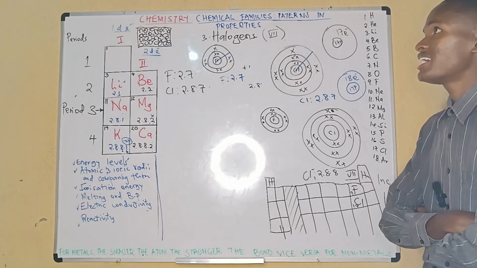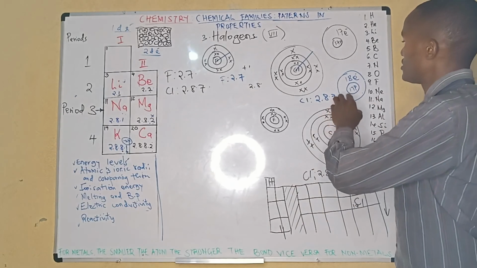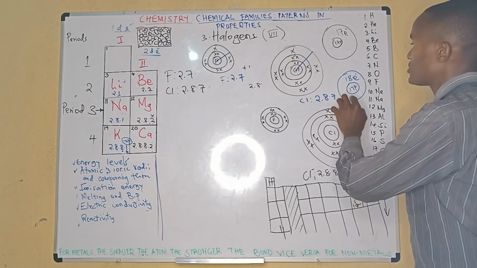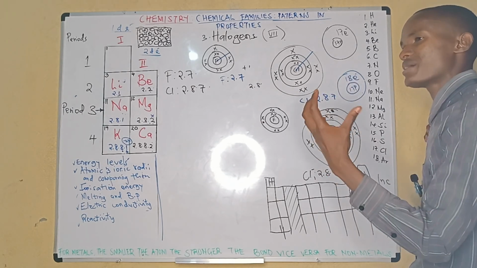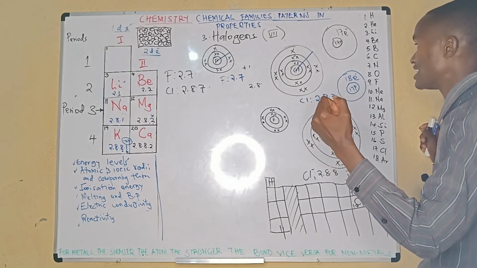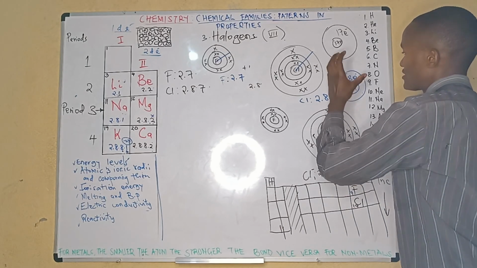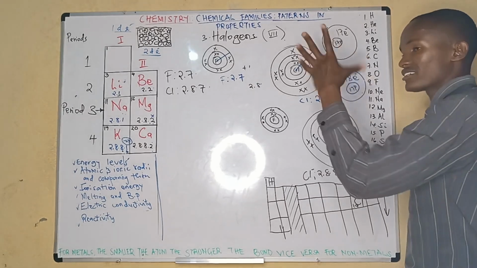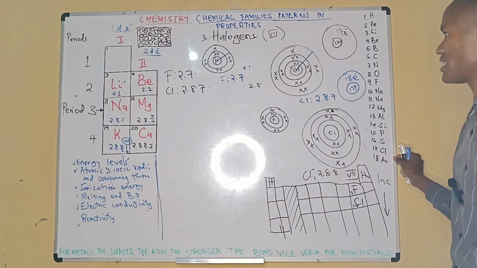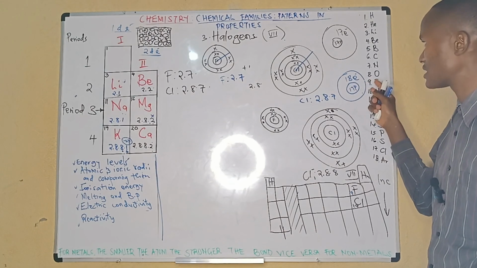Yes, the nuclear attraction is lessened. The nuclear attraction here becomes less because it is pulling more electrons than before. And when it becomes less, it means that the radius has now increased. Yes, the radius has increased. This is the first time the ion has a bigger ionic radius than the atomic radius.